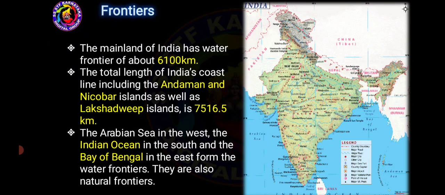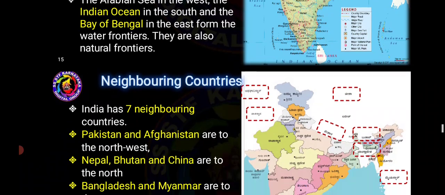The mainland of India has even a water frontier, that is about 6,100 kilometers. The total length of India's coastline, including the Andaman and Nicobar Islands and the Lakshadweep Islands, is 7,516.5 kilometers. So the Arabian Sea is in the west, the Indian Ocean in the south, and the Bay of Bengal in the east. They form the water frontiers. They are also natural. Natural frontiers means what? Naturally they divide our country from the other countries.